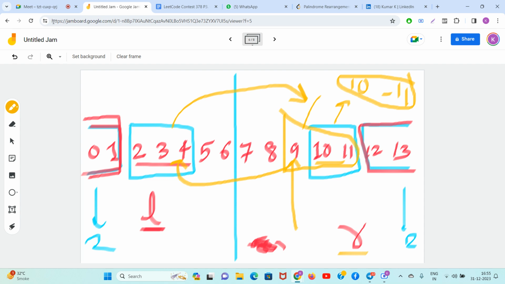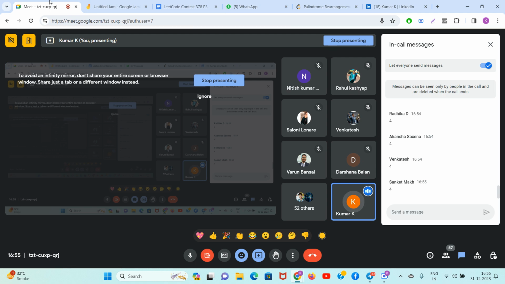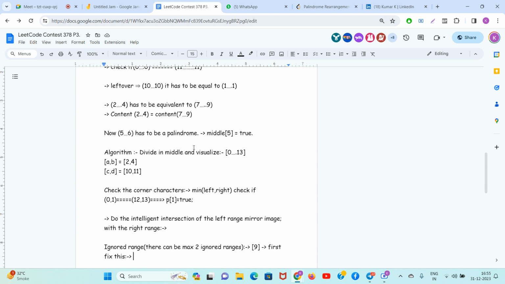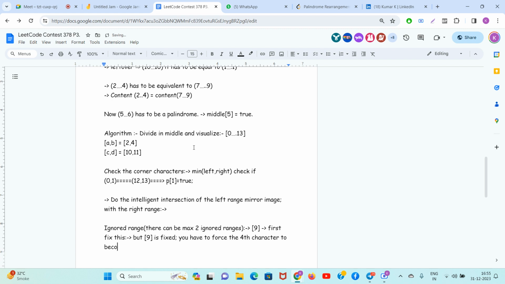But guys, everyone write in the chat. 9 is fixed. You cannot change the ninth character. You can change the fourth one. You should know who is fixed, who is not fixed. But this is the most important thing. 9 is fixed. You have to force the fourth character to become equal to 9. I know no one is going to explain like that.